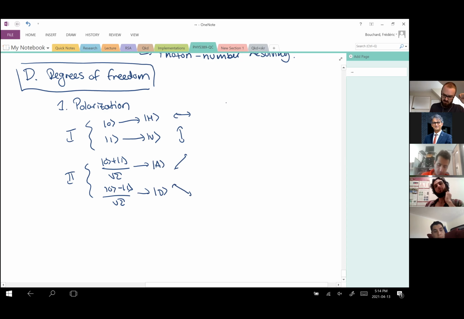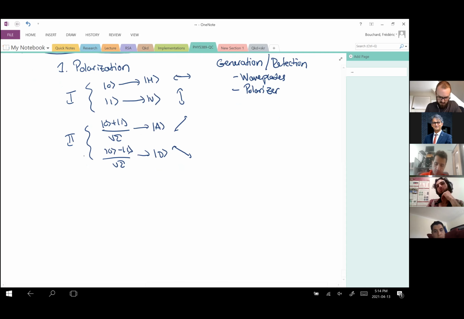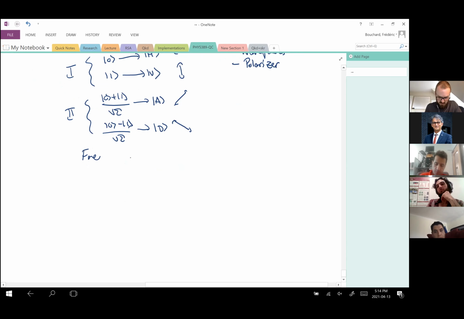So this is a really popular way to perform QKD using polarization. The nice thing is you can generate polarization states just using wave plates and polarizers to measure them and to prepare them. Usually these are really efficient, they're very stable, and it's straightforward to perform something like BB84. So for free space, polarization is ideal because it's not affected by turbulence.